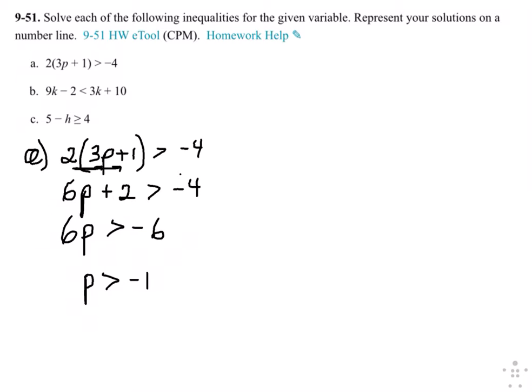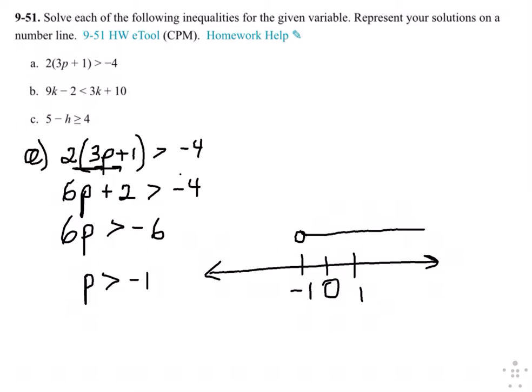And on a number line, this would be represented 0, 1, negative 1, right? Greater than is an open circle, right? And greater than negative 1, and greater than is to the right. So there would be my graph.